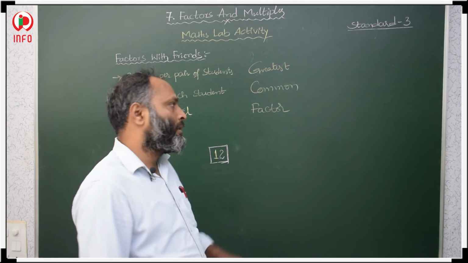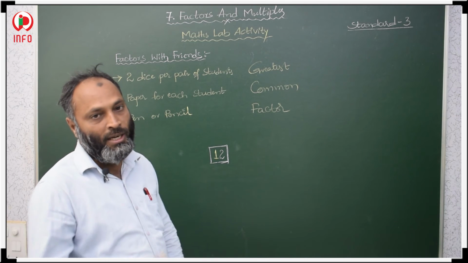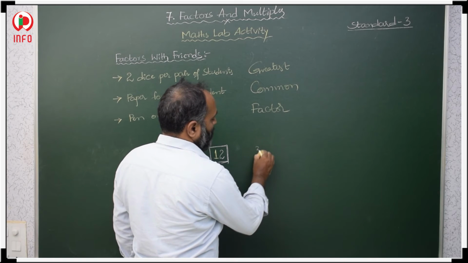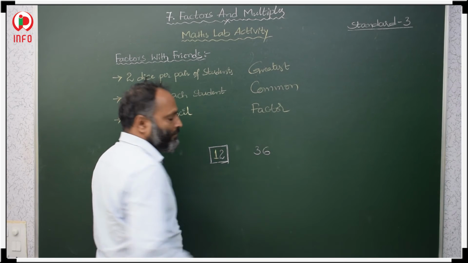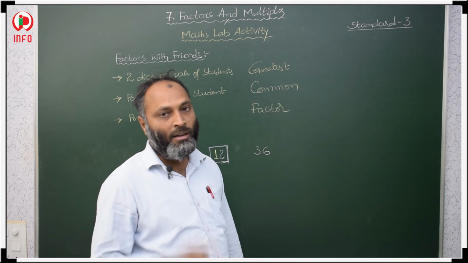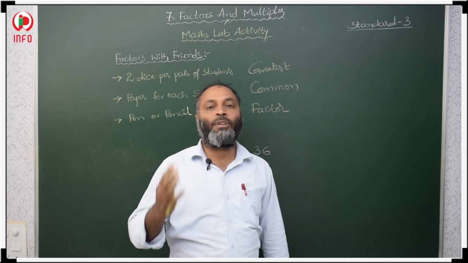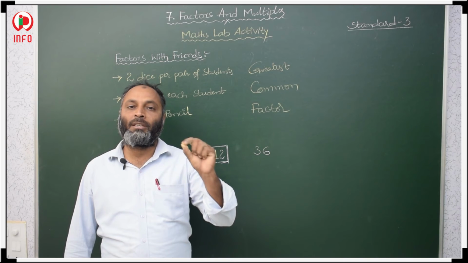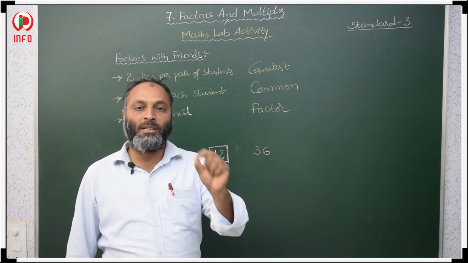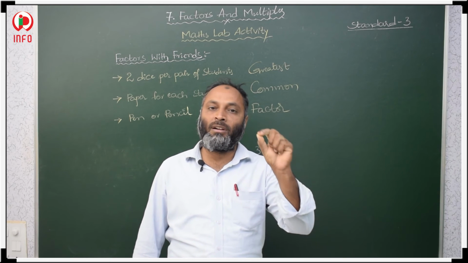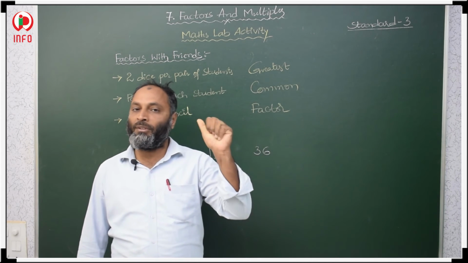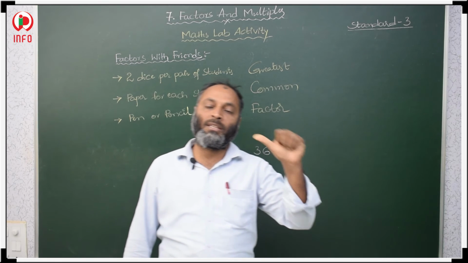So we formed 12. After that, you roll the dice one more time. The second time, suppose we get 3 on the first die and 6 on the second die. How many faces are there on a die? Total 6 faces, numbered 1, 2, 3, 4, 5, 6, with 1 dot on the first face, 2 dots on the second, and so on up to 6 dots on the sixth face.